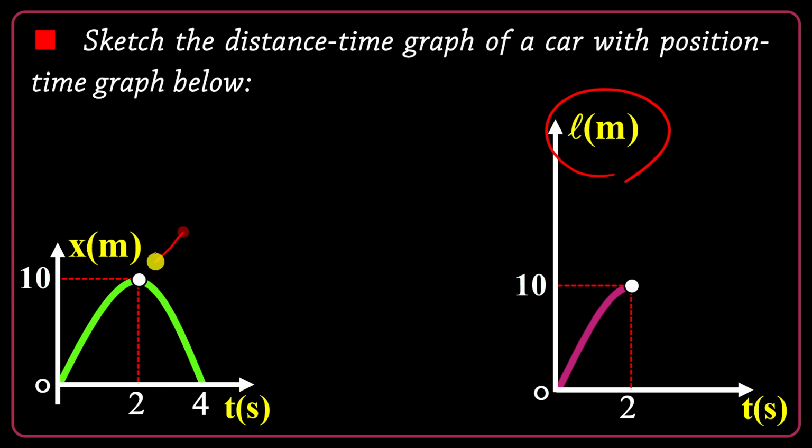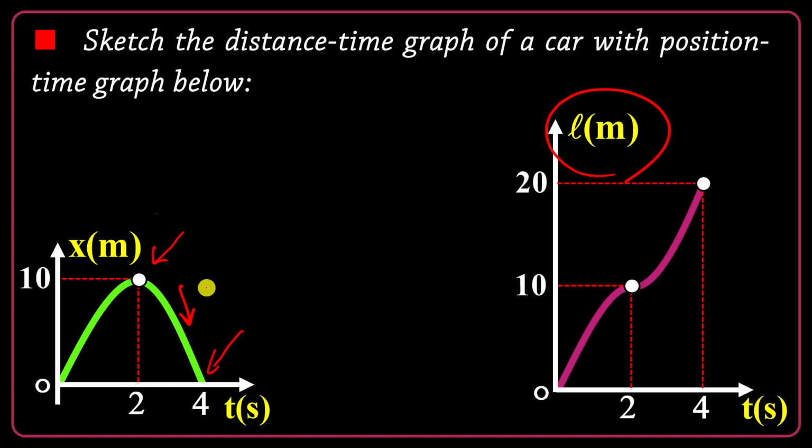But from here to here, you see that the object also will have again another 10 meters of distance. I know that it's going to the negative direction of x here, but we don't have any negative distance. Distance is always positive. So even if you go back, you are adding up to the previous distance. So again, another 10 meters is added. So I can get 20. So the distance time graph will be always an ascending curve, which is always adding up the values to the previous values. So it must be always increasing.